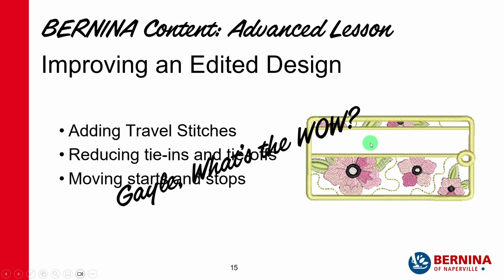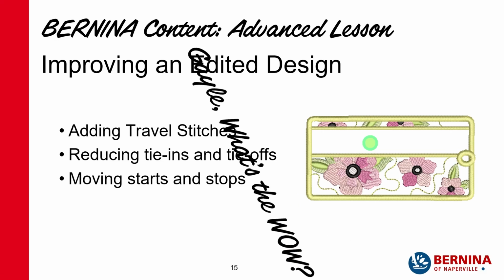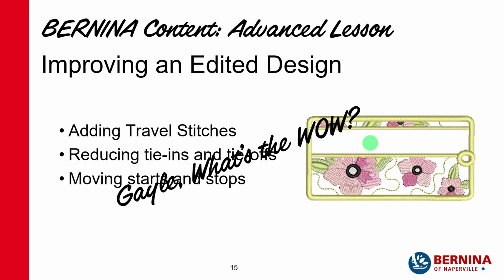And that, I have to say, was my wow for this exercise, because eliminating tie-ins and tie-offs will really help, number one, with messy looking embroidery underneath, potential wear and tear on your thread cutter, and it just makes the design stitch out faster. So this could be handy for a lot of your embroideries, not just ones that you create from scratch or the ones that you severely edit, like in this lesson.